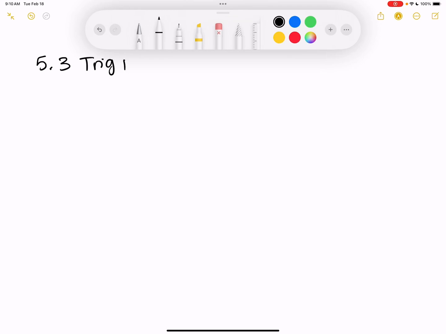So this is trig function values and angle measures. These first problems give us a triangle, and basically they want us to find the sine, cosine, and tangent of the angle that's given.